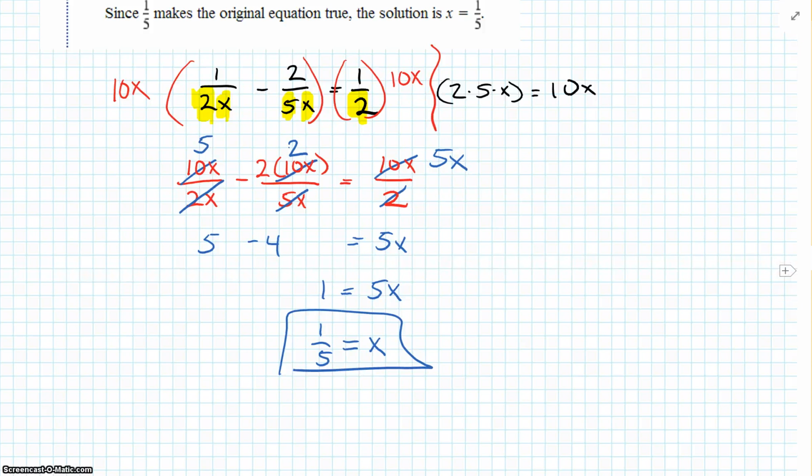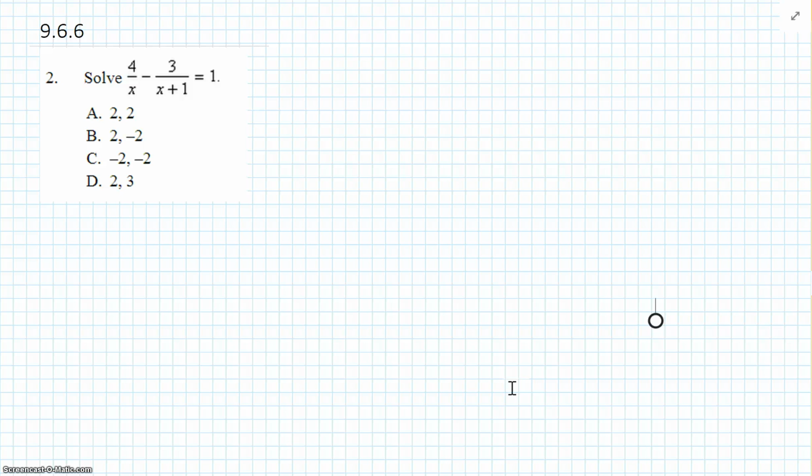Next example. All right, next example. Solve 4 over x minus 3 over x plus 1 equals 1. All right, there's a couple things we could do here. We can multiply everything by the GCF, or we can make 1 x over x. Right now let's say you don't see that.